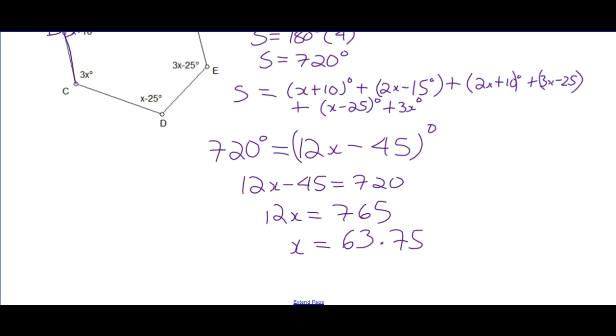Sorry, that's x, and angle B, angle ABC, is equal to x plus 10 degrees, so that'll be 73.75 degrees. Okay, because we want to find angle ABC.